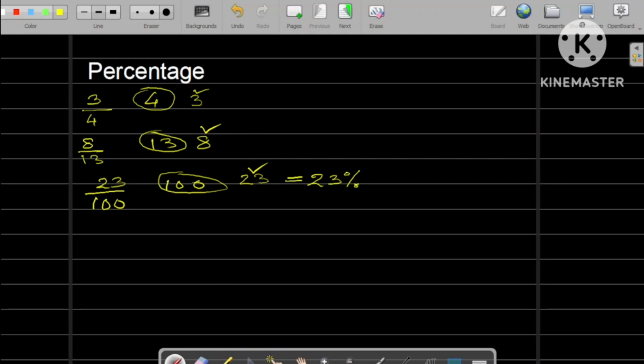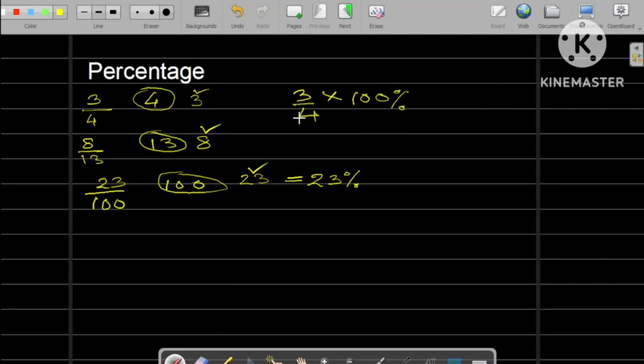Now let us take this example of 3 by 4. Over here the denominator is 4. Had it been 100, we could have written this as a percentage. So in order to convert this 3 by 4 fraction into its equivalent percentage, what will we do? We need to multiply it with 100, and then we should accompany this expression with the percent sign, because since we are multiplying this fraction with 100, what we are getting is a percentage equivalent of the fraction 3 by 4.